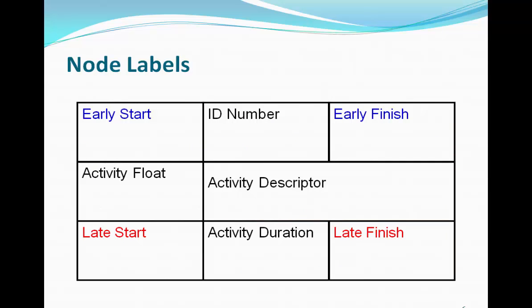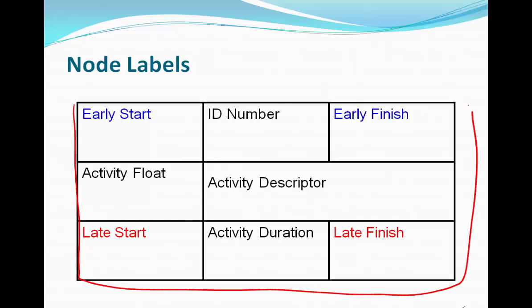As you work with activity on node diagrams, there is a node labeling convention that is used in project management. As you draw your node, we typically draw the node as a rectangle, and we identify certain parameters for the node by placing the information in specific locations on that rectangle to indicate what they mean.